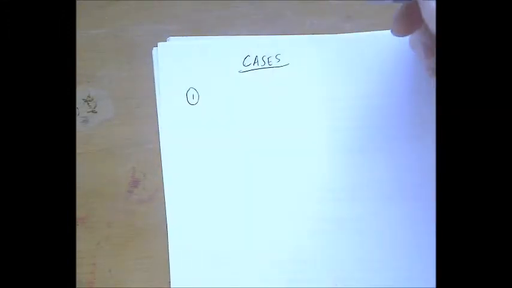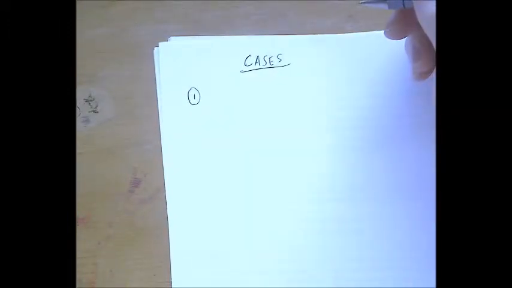Answers to the questions on the cases strategy sheet. Question number 1 is about some people telling lies or telling the truth.